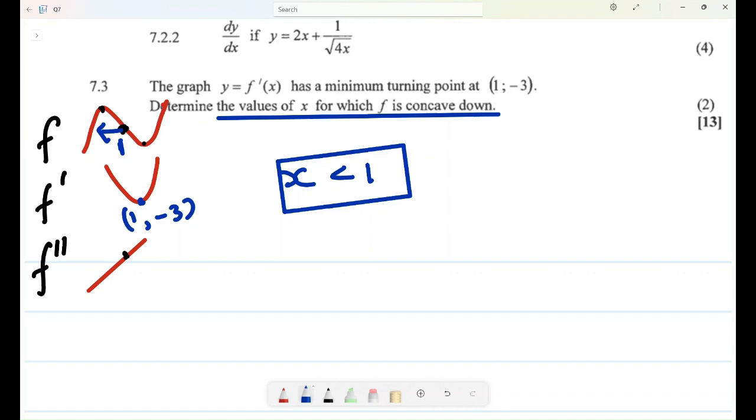I'm done. So yes, thank you. That's all for question 7. Let's meet on question 8.